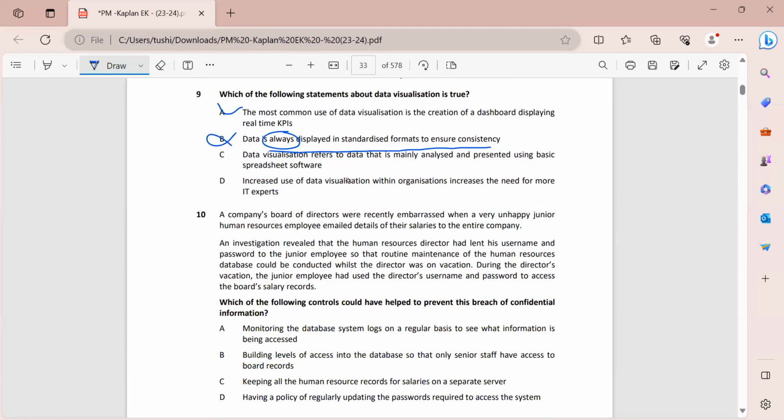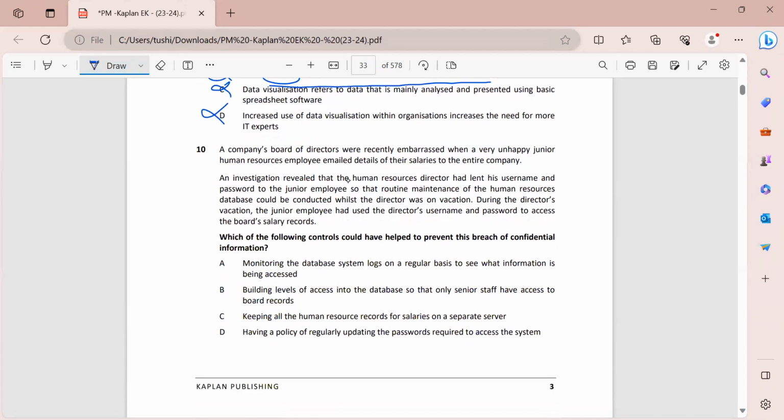Data visualization refers to data that is mainly analyzed and presented using basic spreadsheet software. No, many other softwares can also be used for doing data visualization. Increased use of data visualization within organizations increases the need for more IT experts. Now, this statement is also wrong because when you are visualizing your data, it is not necessary that you will need more IT experts.